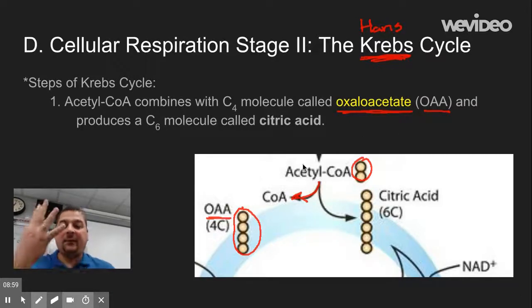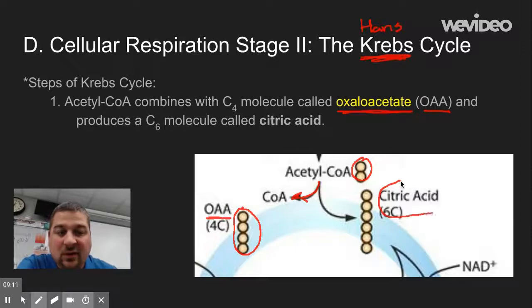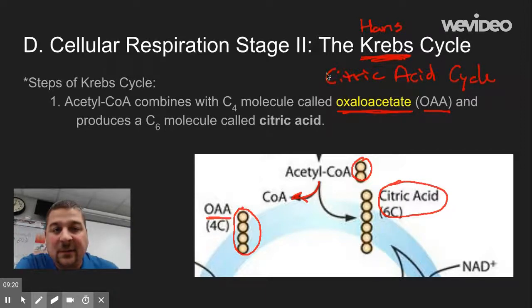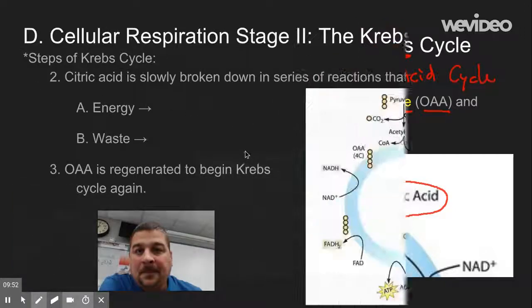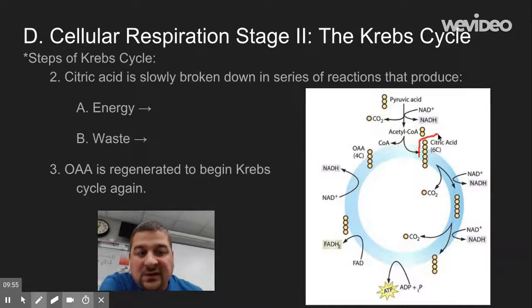So when you have 4 carbons combining with 2 carbons, you get 1, 2, 3, 4, 5, 6. Okay, so you get a 6-carbon substance. That 6-carbon substance is called citric acid. Sometimes the Krebs cycle is also called the citric acid cycle because the first substance of the cycle that we recognize is citric acid. Okay, so the citric acid cycle. Okay, and the next step you have, here's our citric acid.